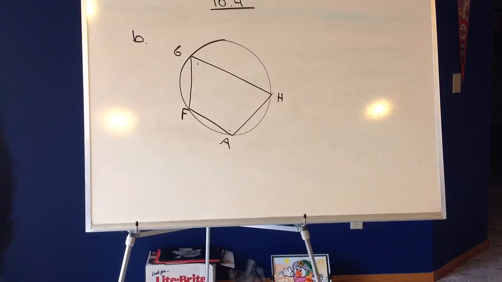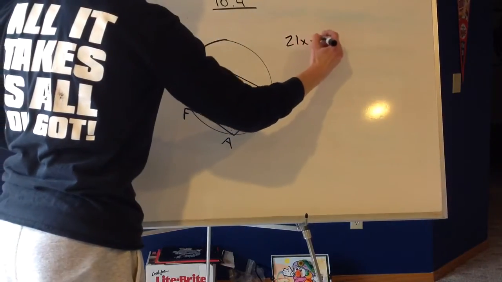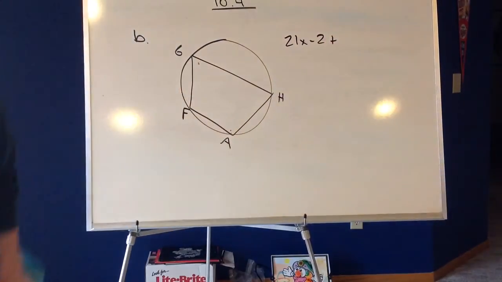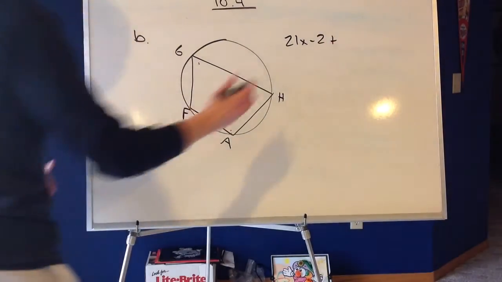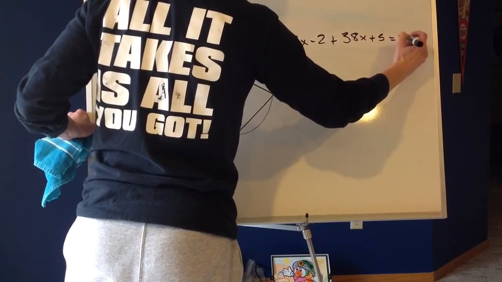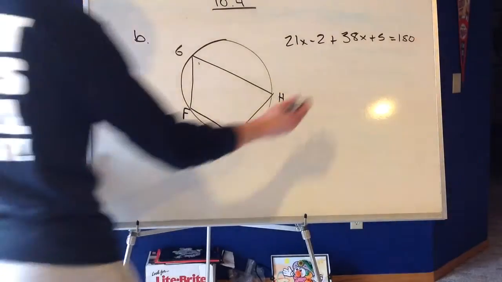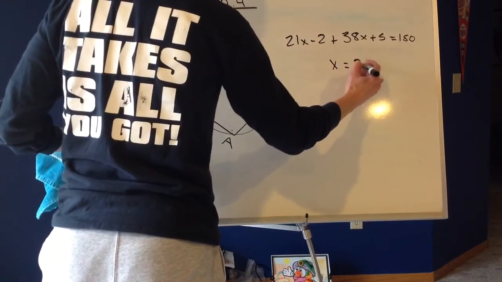So I would take my 21x minus 2 plus my 38x plus 5, and that would have to equal 180 because they are supplementary. Do your normal solving and you should get x equals 3 on that one.